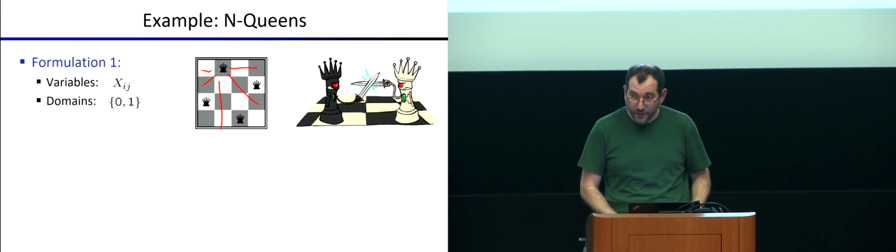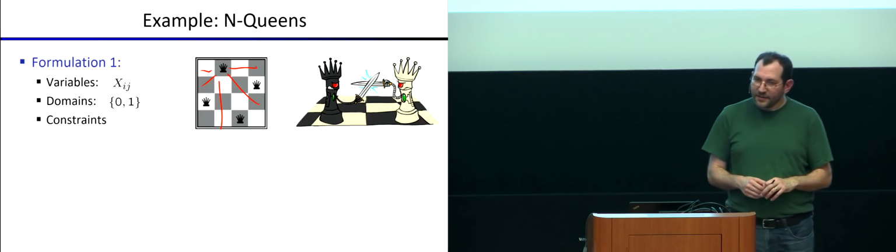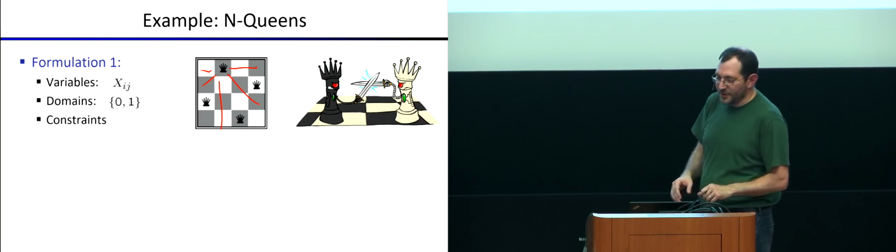We put queens wherever we want, it would all be fine. So we need some constraints. So what are the constraints? The constraints need to be the things that say certain configurations are okay and certain ones aren't. So we could write them down.